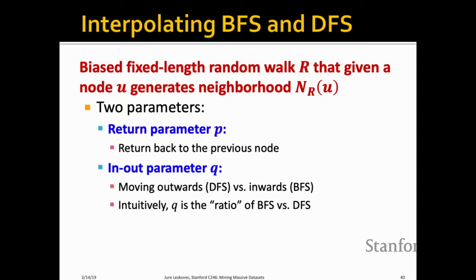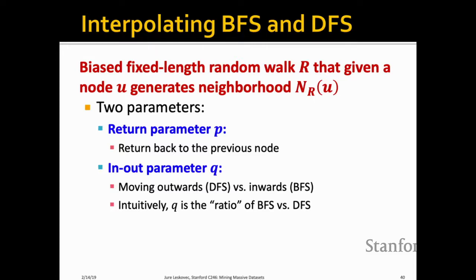While in the unbiased random walk, you don't remember where you came from. You just do one more step. So that's the first order. Here you remember where you came from so that you can make a step back, so that's the return. And then we will have another parameter called Q that will be the in-out parameter.